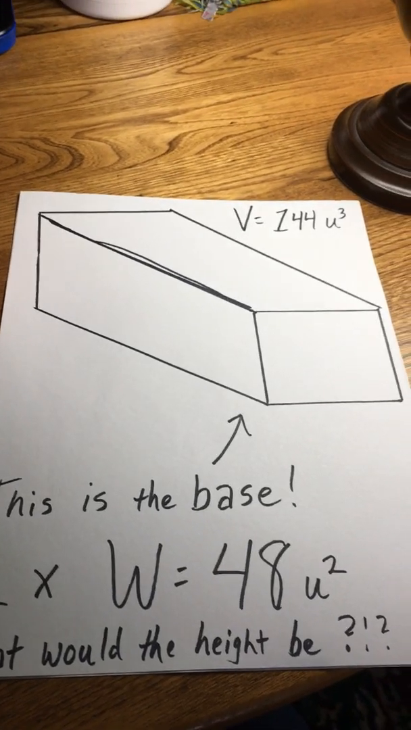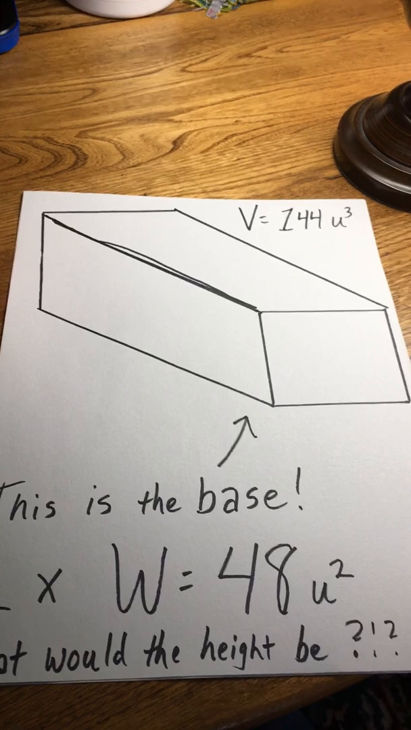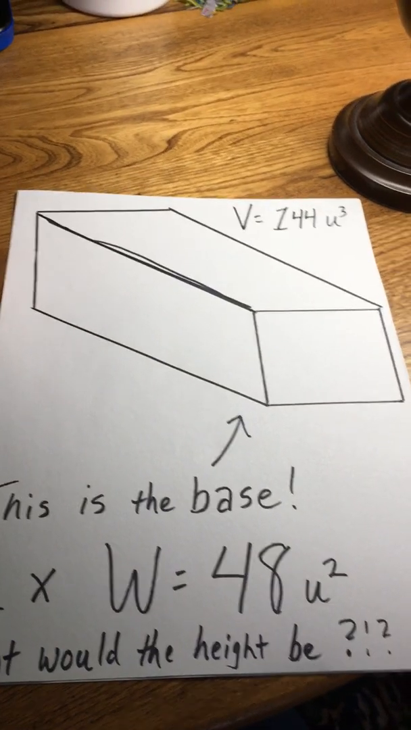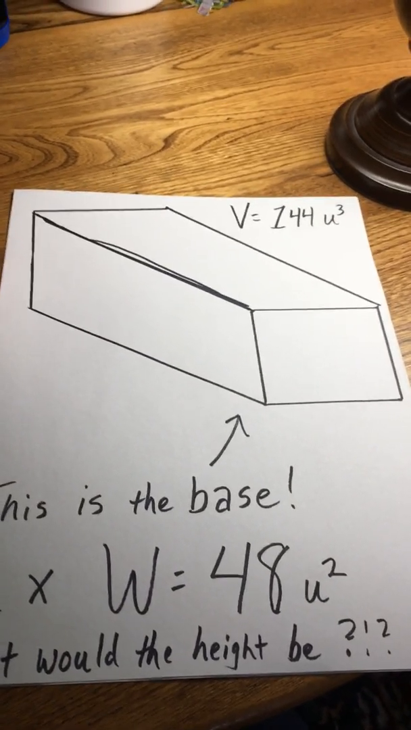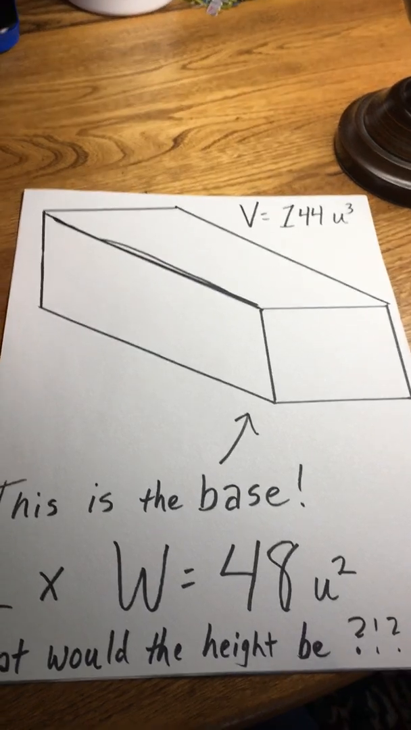Now, what number would you need to make 144 cubic units in all? That's your question, and that's how you figure it out. You find the missing number to multiply.